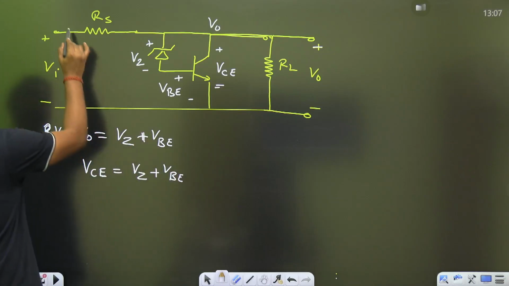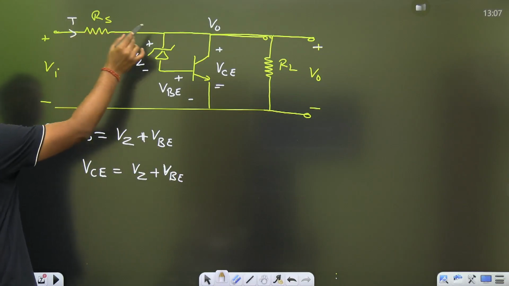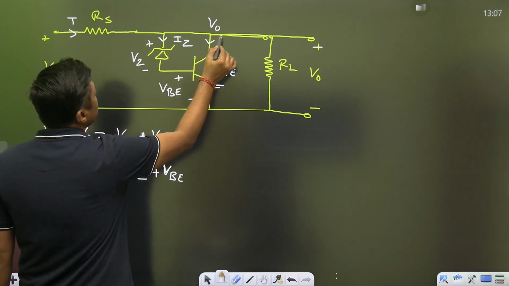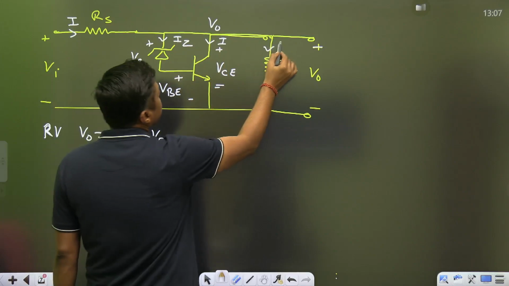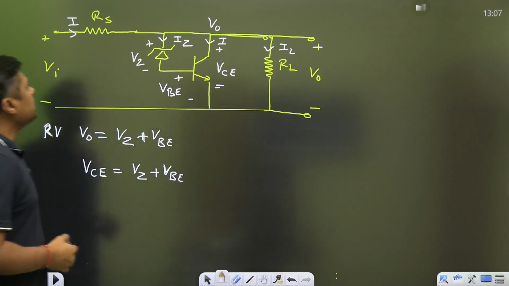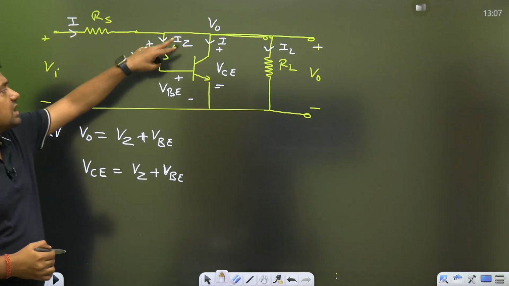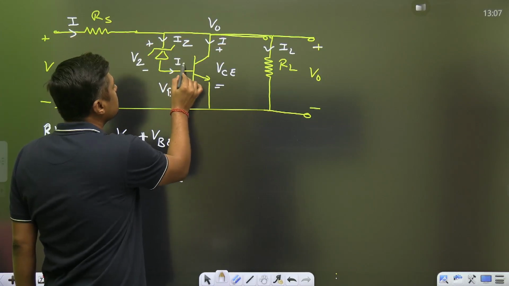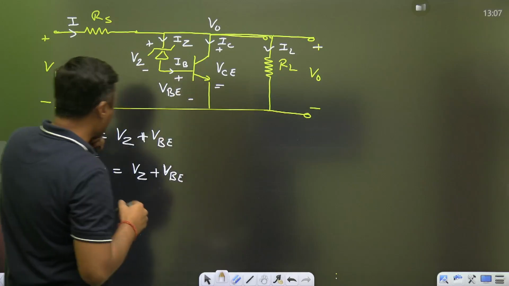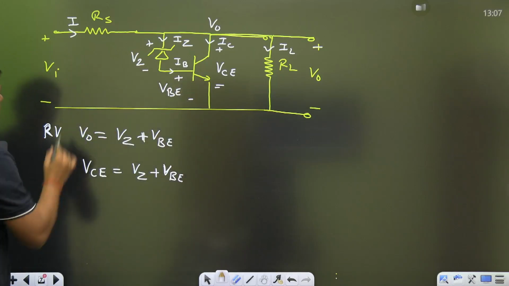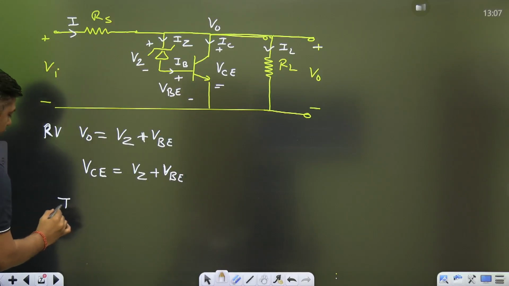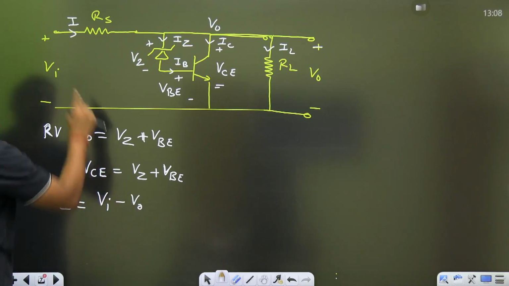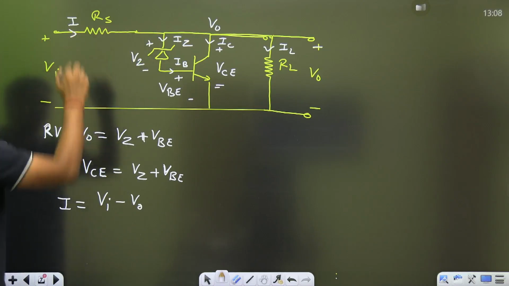Now watch this. This is the current I. That current is divided into three parts: IZ, IC, and IL. This IZ is nothing but IB. This is IB. Now we can write I is equal to, first formula, Vi minus V0 upon RS. This is Vi, that is V0.